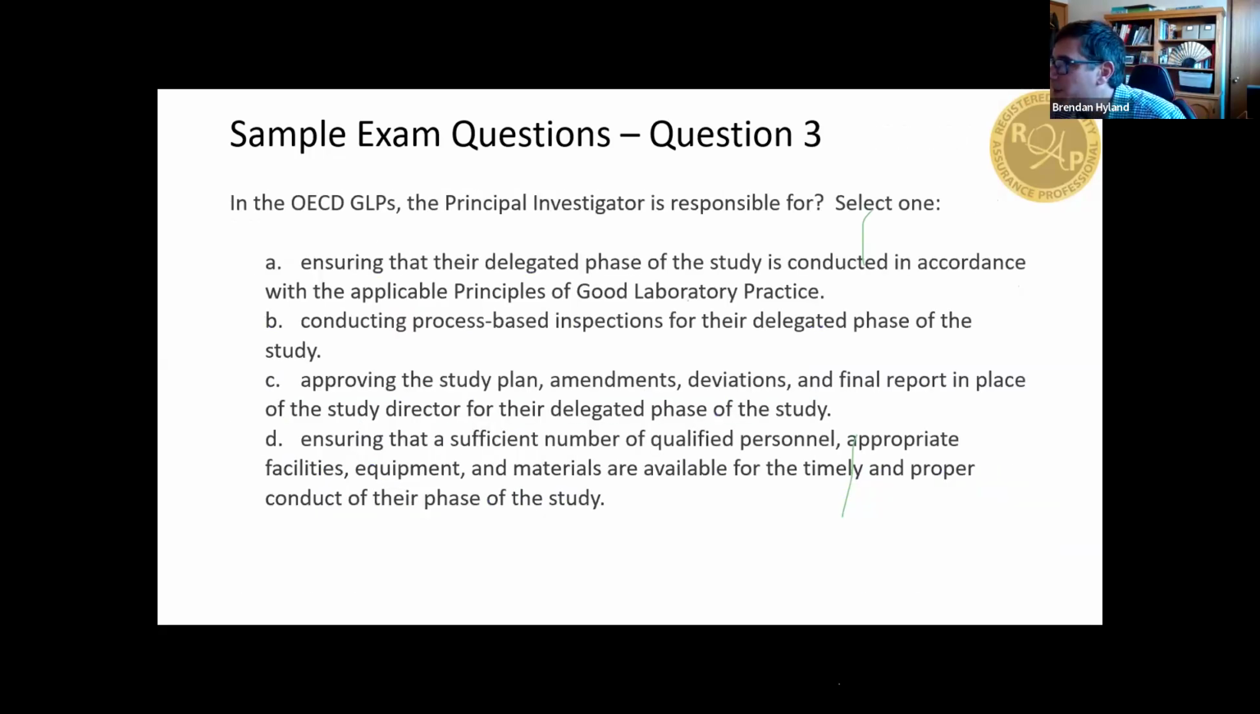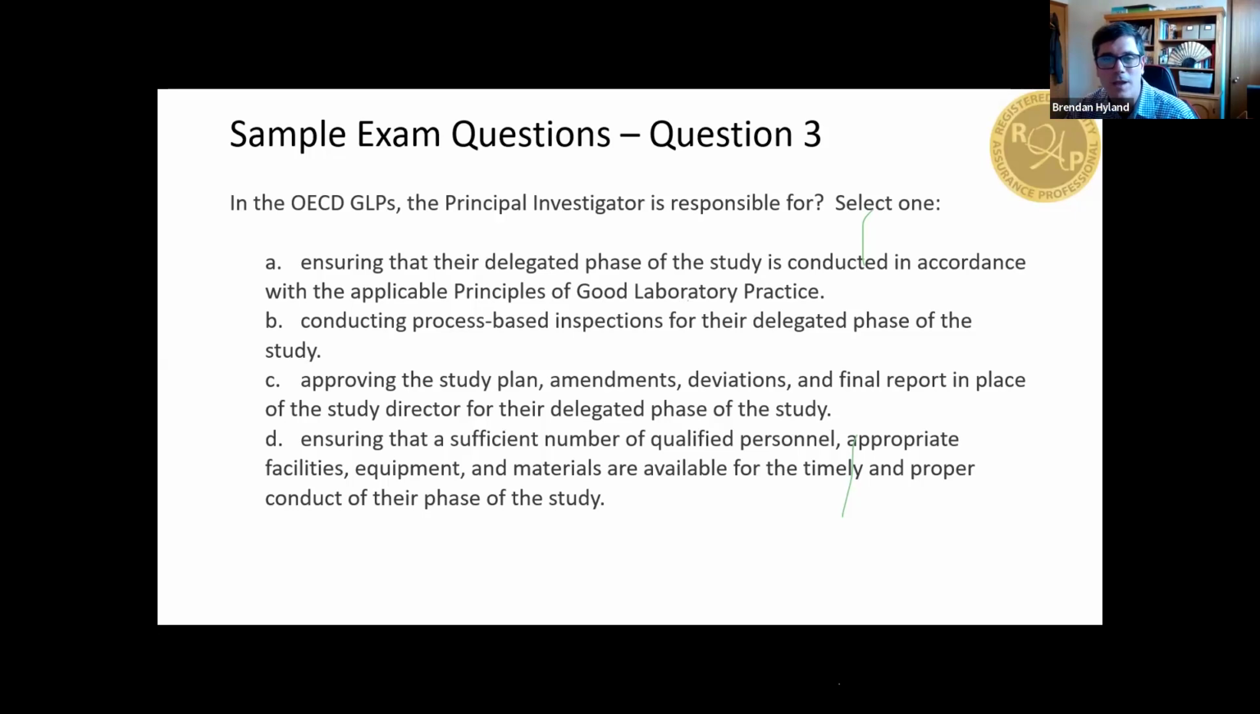All right. Now we've got 3 minutes left. Let's do a quick treatment of sample question number 3. In the OECD GLPs, the principal investigator is responsible for, select 1. I'll let you read the rest and give your answers. Right, everybody's got it, right?